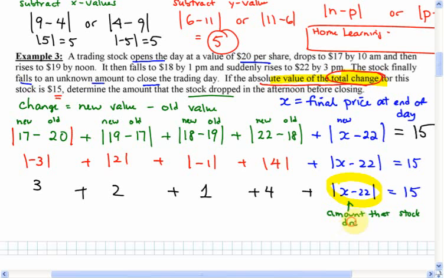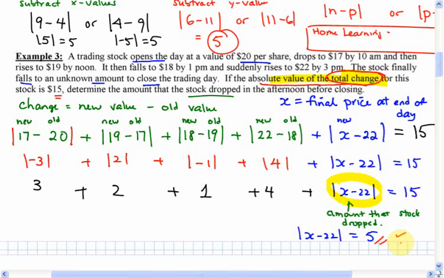Okay? Tricky. So let's figure this out. Let's not worry about what this actually is, but let's create that as my variable. What's 3 plus 2 plus 1 plus 4? 10. So I'm going to subtract 10 on both sides. So now I have here the absolute value of x minus 22 equals 15 minus 10. What's 15 minus 10? 5. So what was the amount of the drop? 5. There you go.